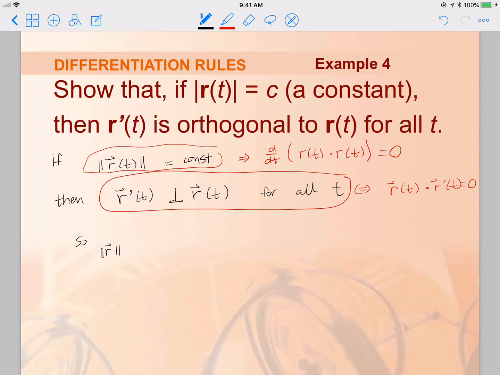So if r is constant, that implies that d/dt of r dotted with r is equal to 0. Okay, but that means that 2 times r dotted with r' is equal to 0. We divide both sides by 2. That means that r dotted with r' is equal to 0. And that means that r is perpendicular to r'.